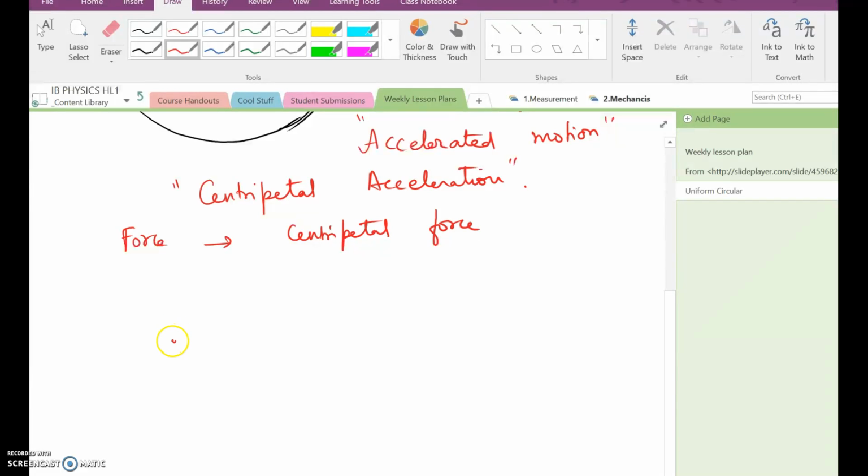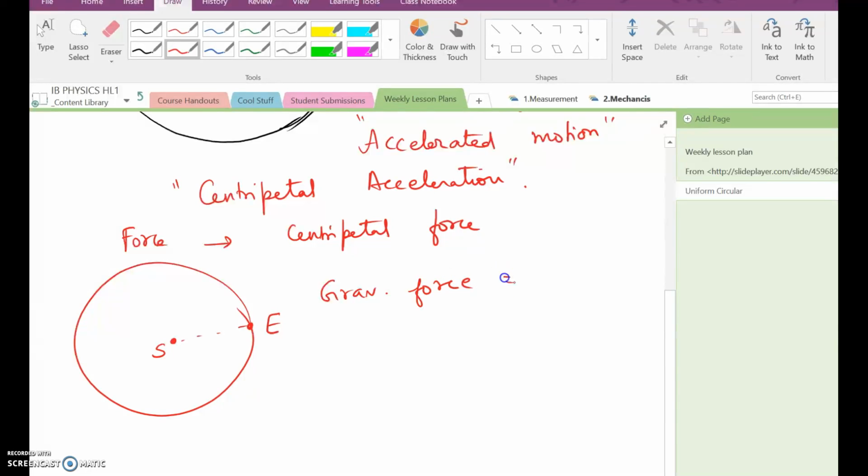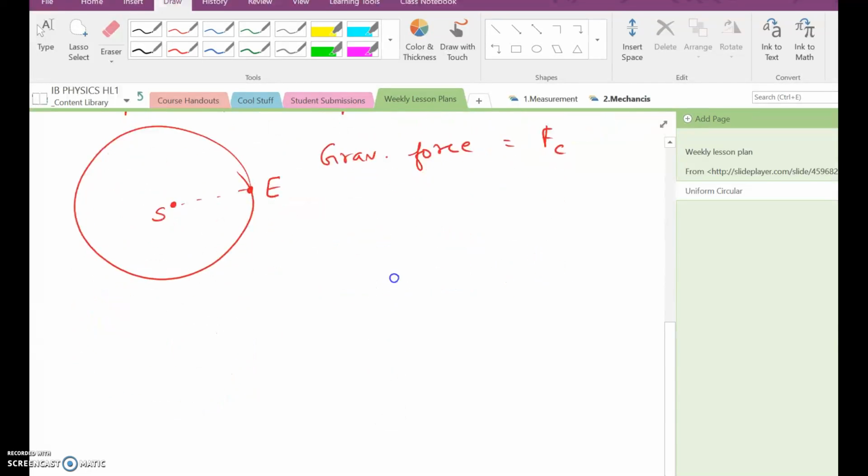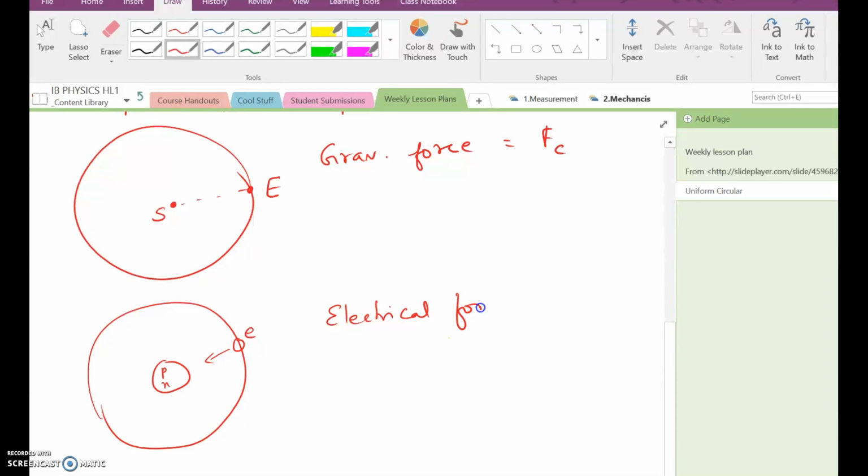If you're looking at the earth rotating around the sun, what will be the centripetal force? It will be the gravitational force of attraction that acts as the centripetal force. If you look at the microsystem where there is the nucleus, which has positive protons and neutrons, and then the electrons revolving around in circular orbits, here the electrostatic force of attraction is your centripetal force.